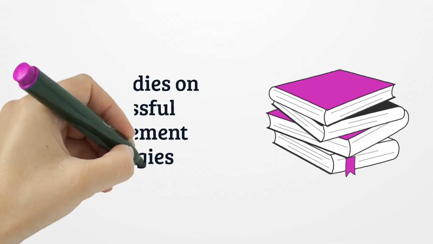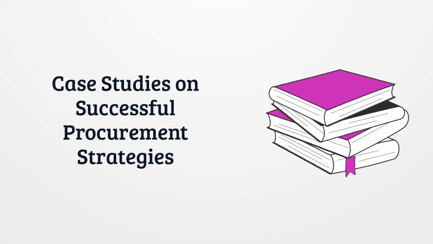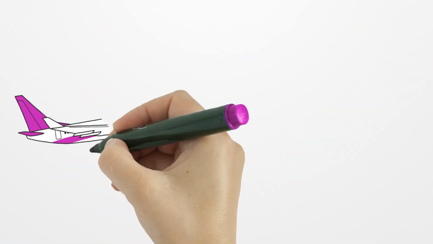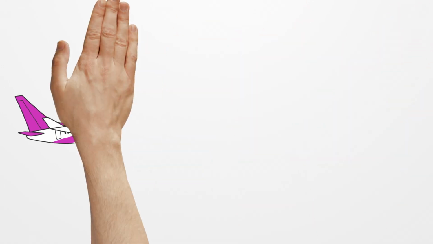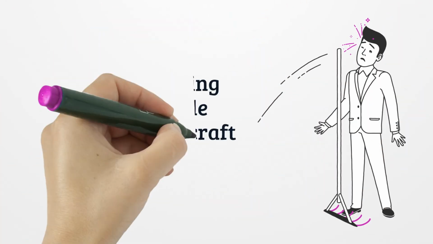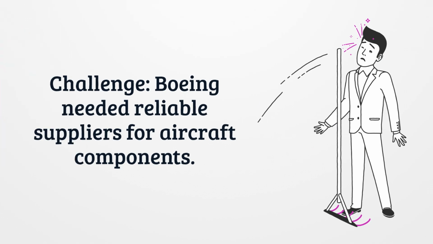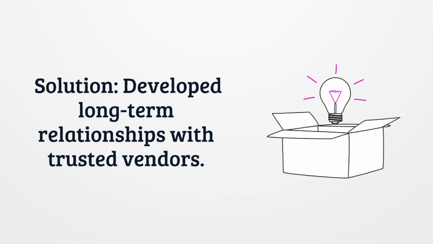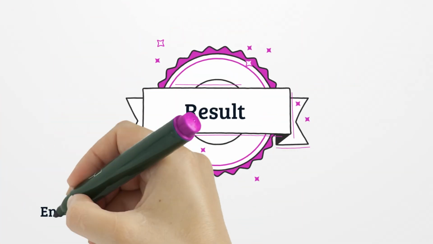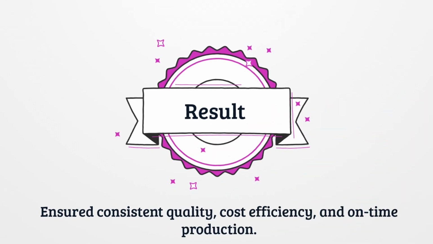Case studies on successful procurement strategies. Case study 1: Boeing strategic supplier partnerships. Challenge: Boeing needed reliable suppliers for aircraft components. Solution: developed long-term relationships with trusted vendors. Result: ensured consistent quality, cost efficiency, and on-time production.